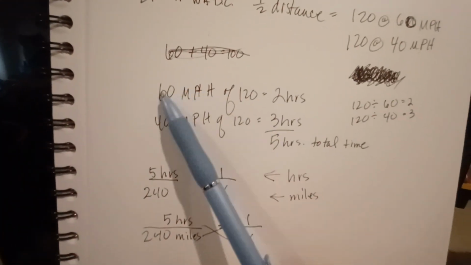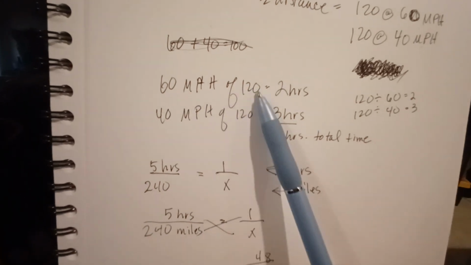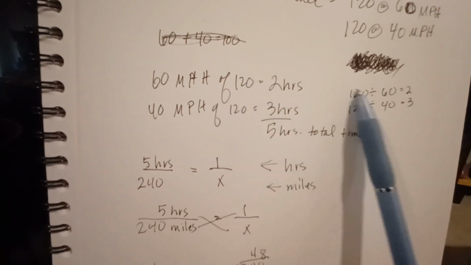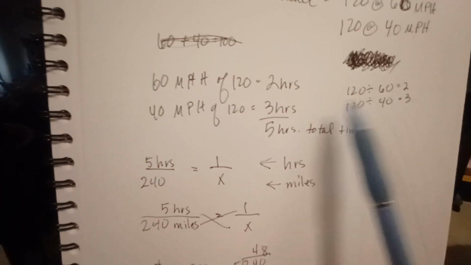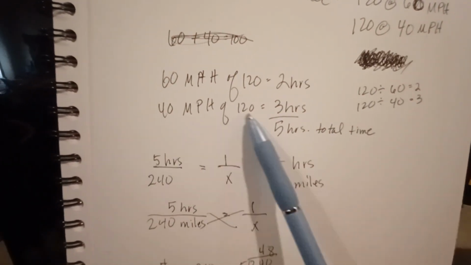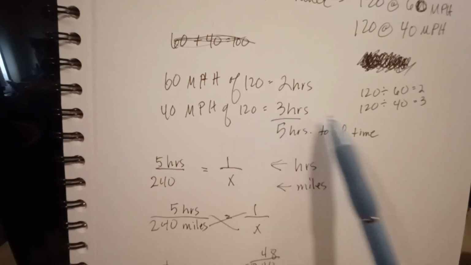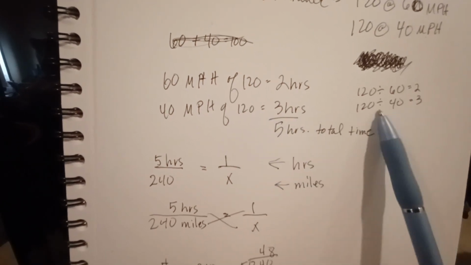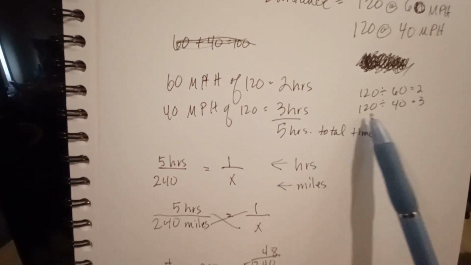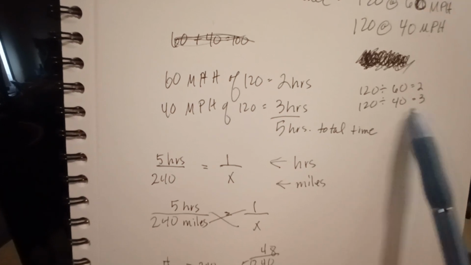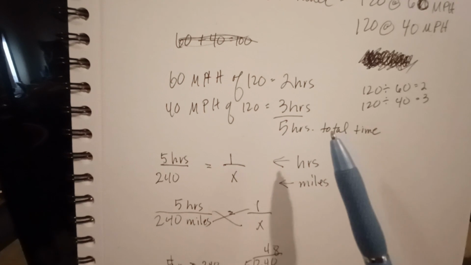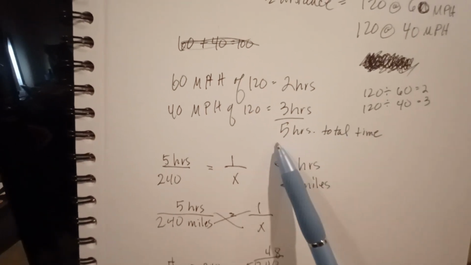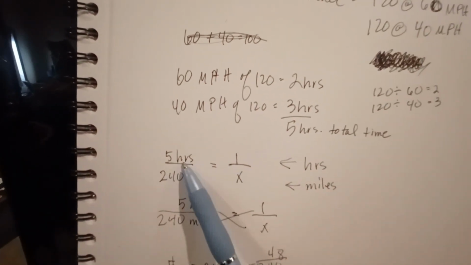Well, 60 miles per hour of 120 miles, so I divided 120 by 60 and I got 2 hours. 40 miles per hour of 120 miles, I divided 120 by 40, which equals 3 hours. So the total amount of time it took them to get to Washington, D.C. was 5 hours. So we're going to take 5 hours.